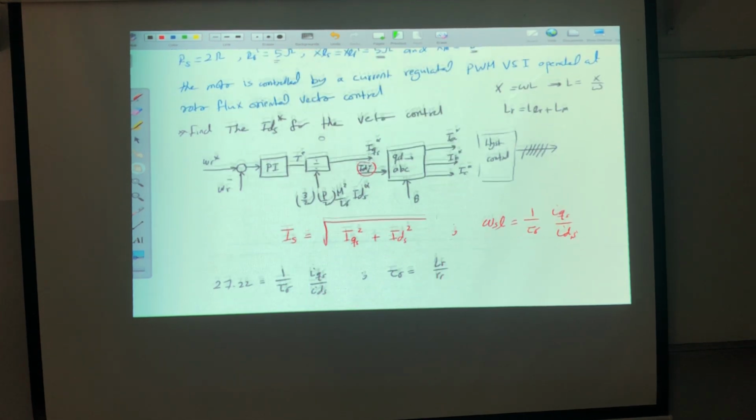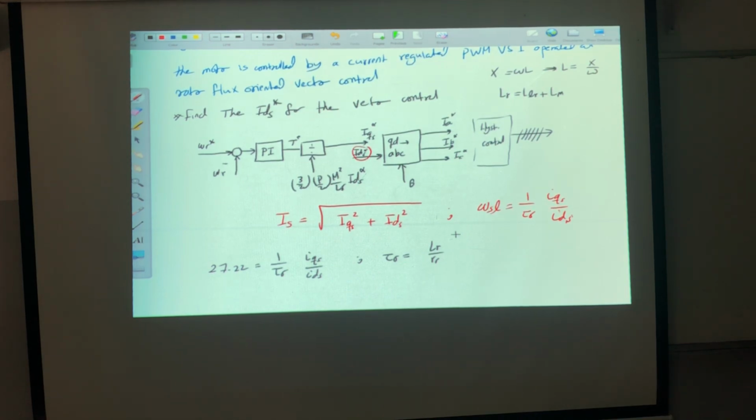So if we do the math, this will equal, I think I calculated somewhere here, 0.0541 second, because this one is the time constant. Okay? Good. Now, what about IS? I need to calculate this one.